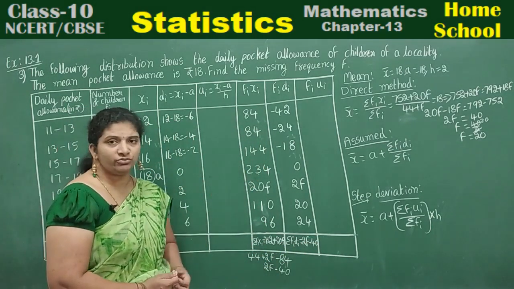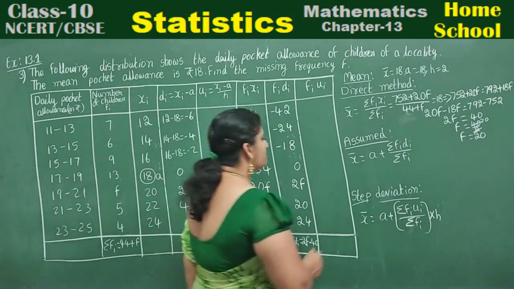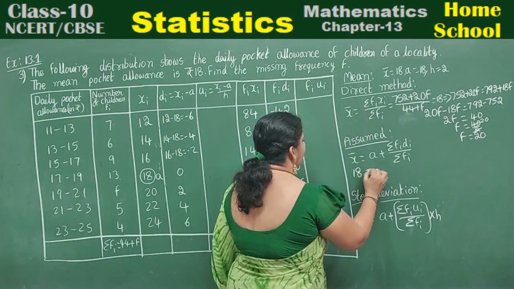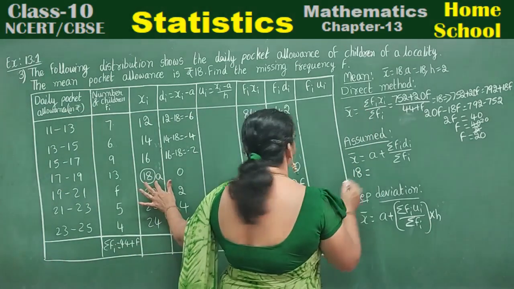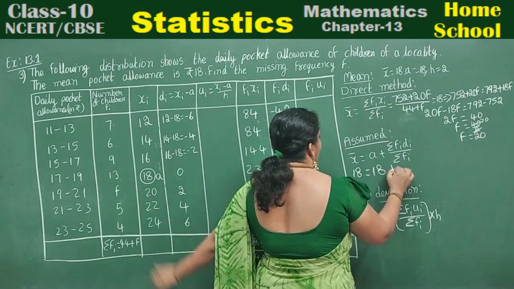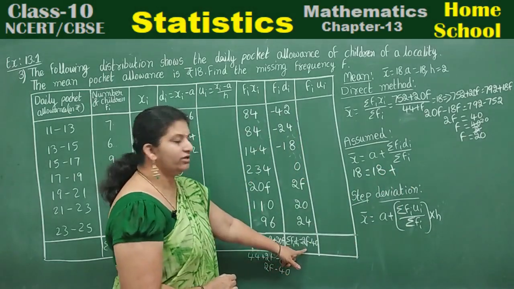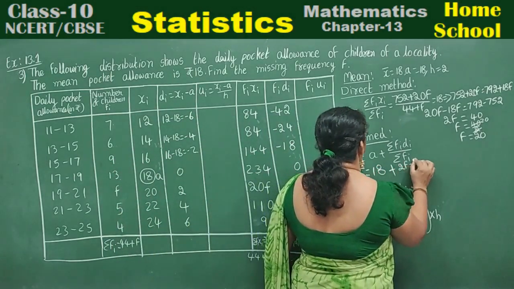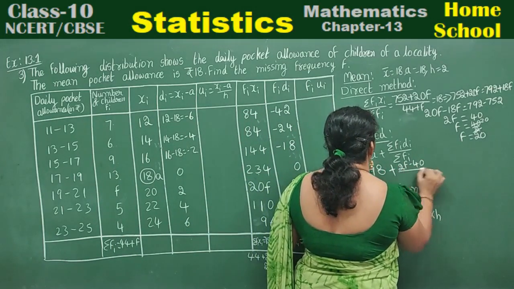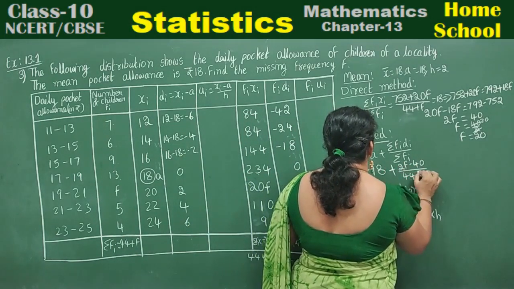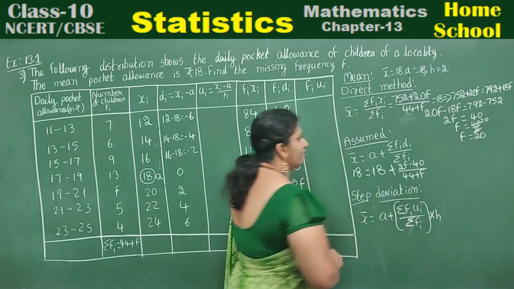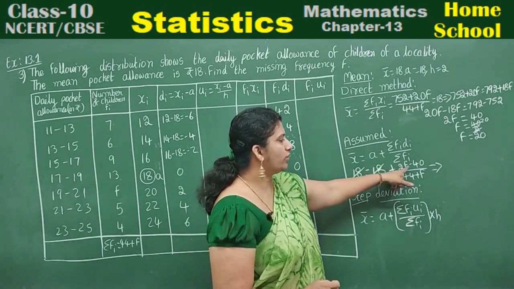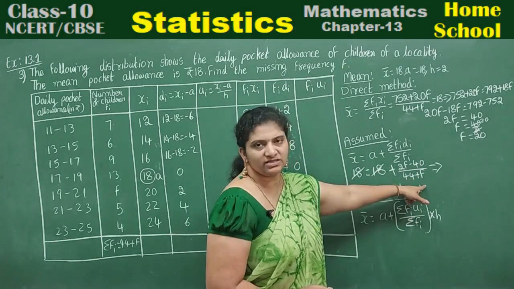Let's apply an assumed mean method here. X bar is equal to, what is your X bar? 18. A value is also 18. Summation fi di, 2f minus 40, by summation fi, 44 plus f. 18 cancel. You are left with 2f minus 40 by 44 plus f.